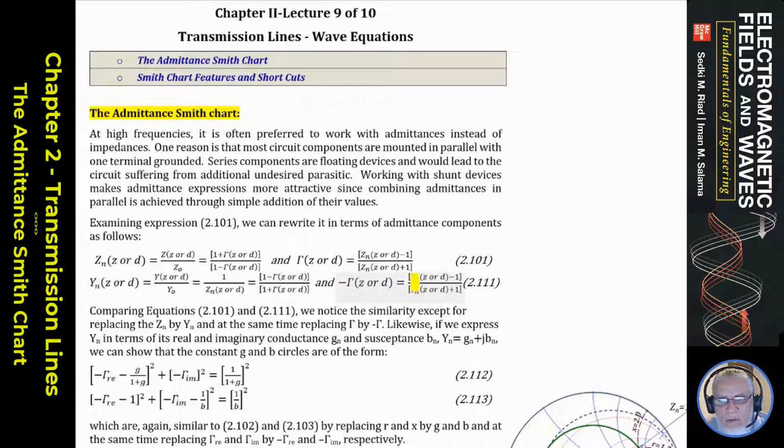We manipulate this expression, and what do we have? We get minus gamma is equal to y minus 1 divided by y plus 1. Compared to the impedance expression that we had before, gamma is equal to z minus 1 divided by z plus 1. The right hand sides look similar, but gamma and minus gamma are exchanged. So if I replace the r and x circles by the g and b circles, which are the real and imaginary parts of the admittance, I would get minus gamma instead of plus gamma. That's basically the bottom line of the admittance chart. All you need to do is think of r and x, real and imaginary impedance, now as g and b, real and imaginary admittance, and instead of obtaining a plus gamma, you obtain a minus gamma.